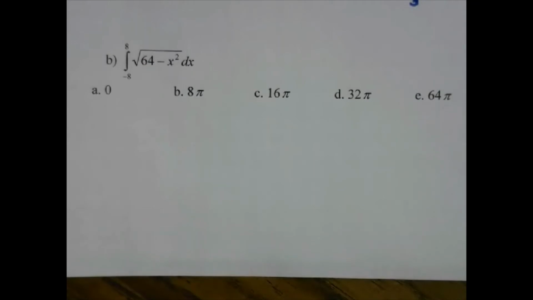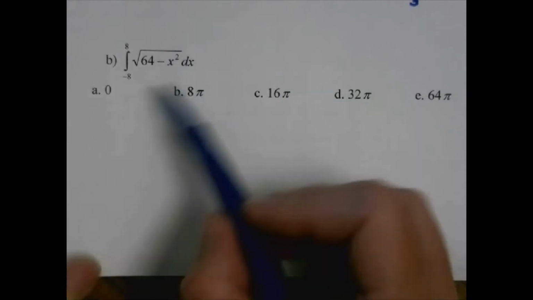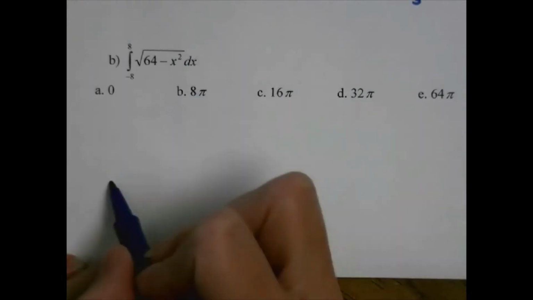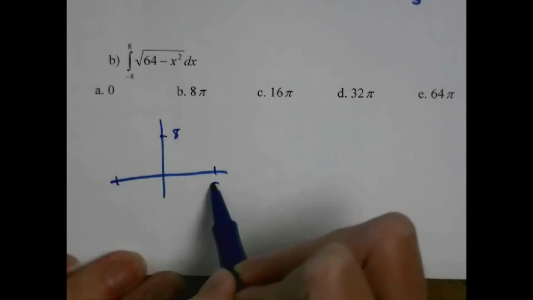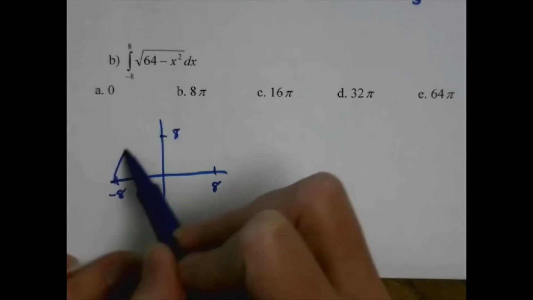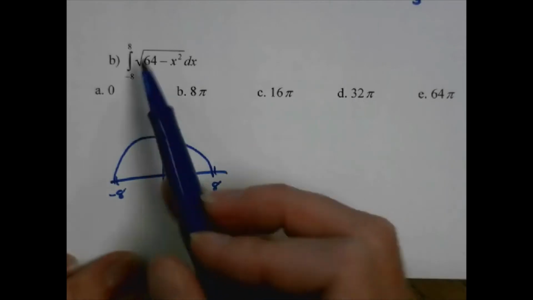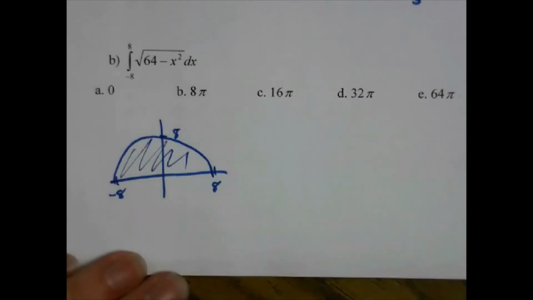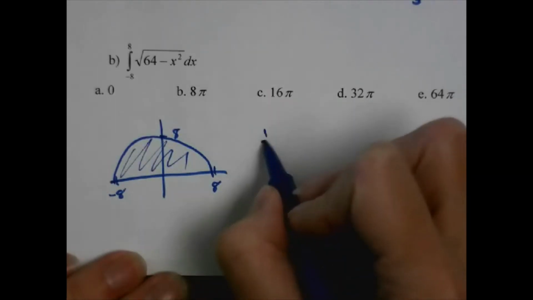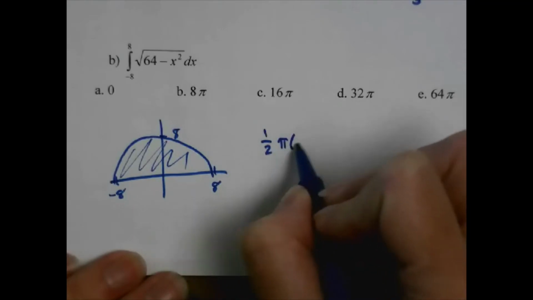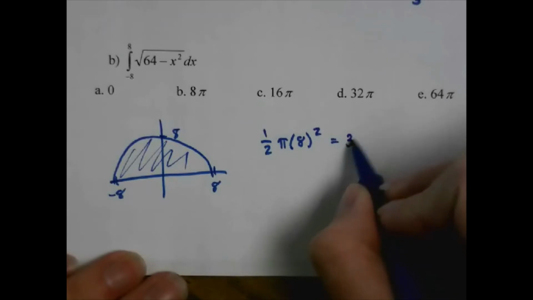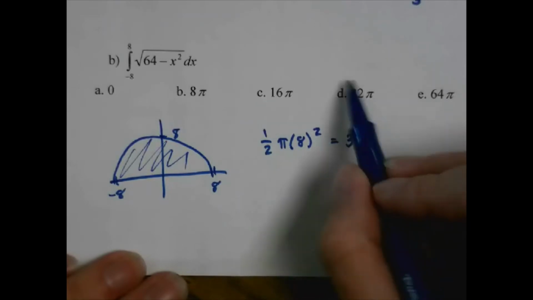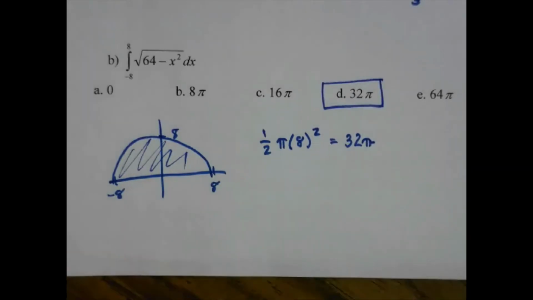This one we can do really without doing calculus because we know this is going to be a semicircle, and I'm doing the integral from -8 to 8. So I just need this area, which is going to be 1/2 pi r squared, which is going to be 8 squared. So we're going to have 64 divided by 2, which is 32 pi.